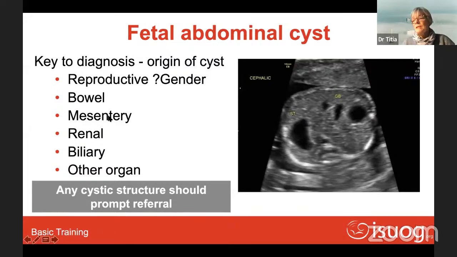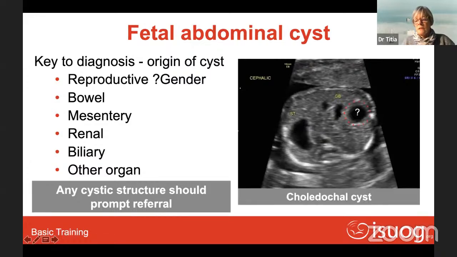You have a mesentery cyst. It may be a cyst of renal origin, of biliary origin, or any other thing. And in this case, you see here the stomach, you see here the gallbladder, and this cyst was actually a choledochal cyst and it needed referral to sort out.